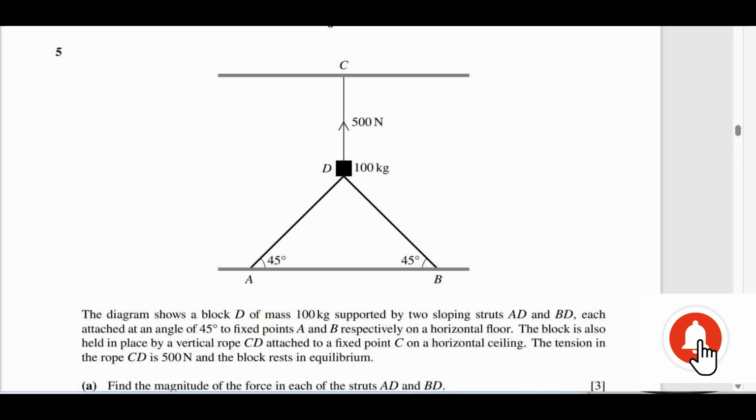Now let me highlight the important points here. Find the magnitude of the force in each of the studs AD and BD. So it means that we have to find out the magnitude of the force, means we have to find the tension. Now here the given data is the tension in the rope CD is 500 Newton. The angles are 45 degrees. In our diagram everything is given.